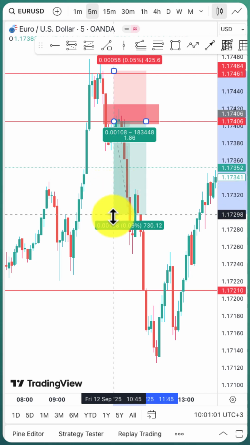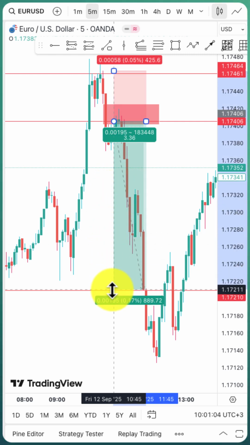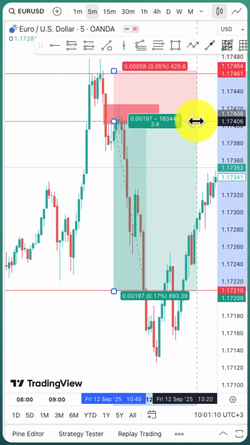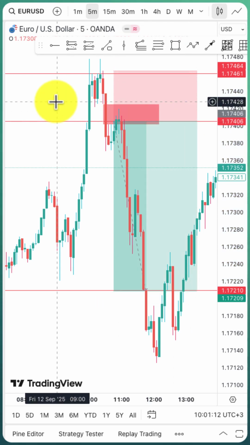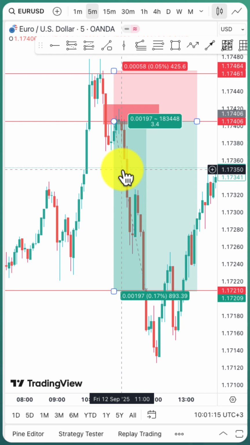And my target is at least 3 to 1. So this was even 3.4. So this was the trade. Okay. This was how I took the trade on the Euro US dollar.